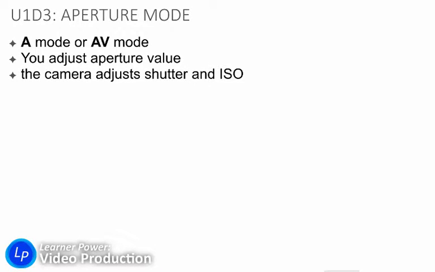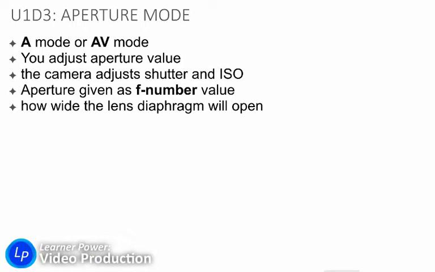So when you pick a big aperture value, the camera adjusts the shutter and the ISO speeds to match the aperture you are picking. Why are you changing the aperture? Well, before I get to that, aperture is given as an F number, so like f8 or f12 or f2 is your aperture. And the aperture number is an indication of how wide the diaphragm of the camera is open. The diaphragm lets in light.